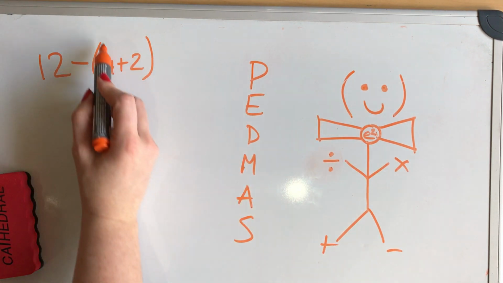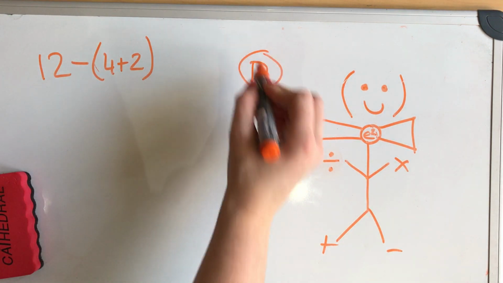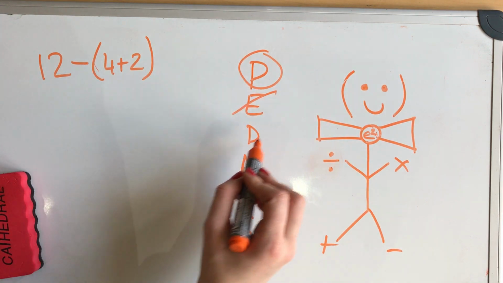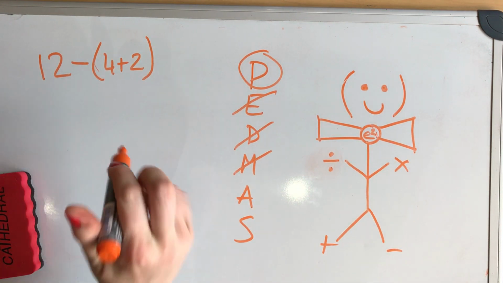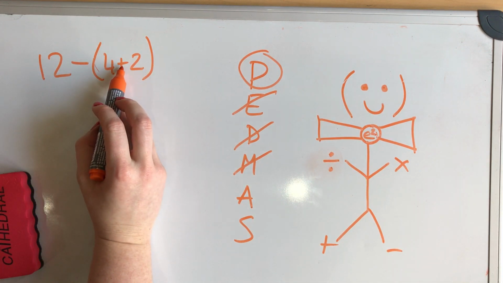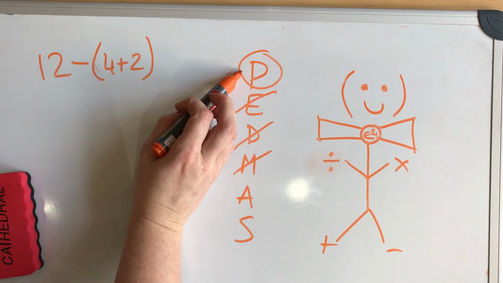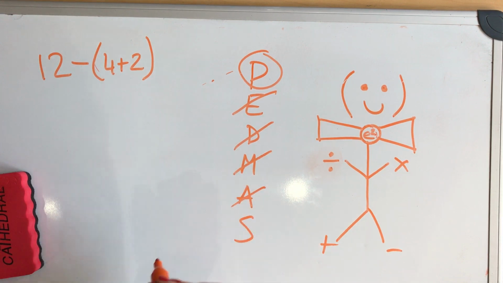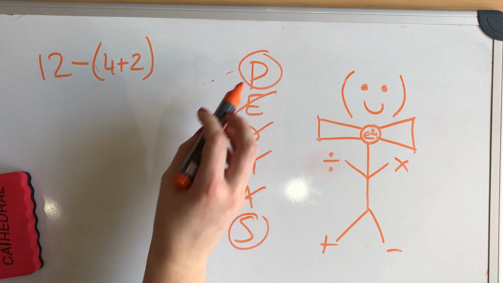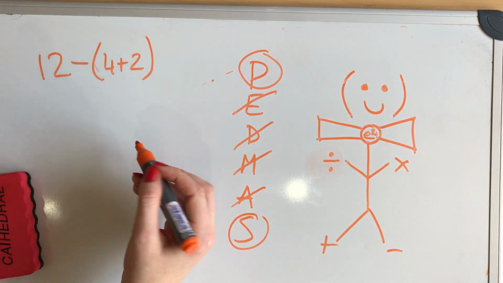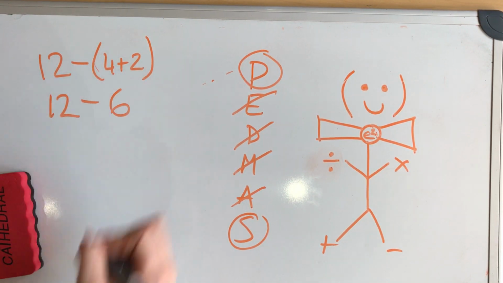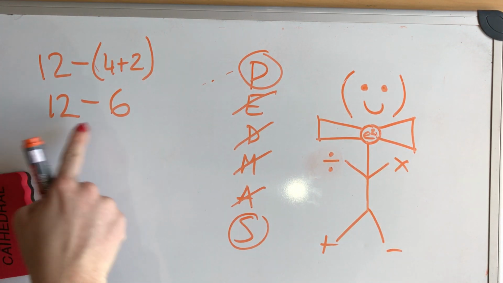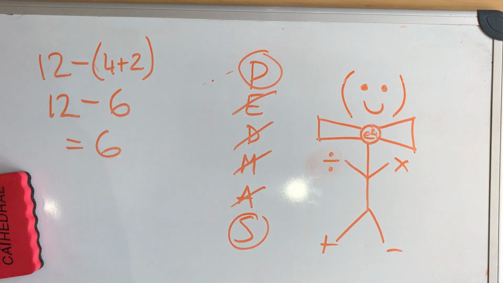Do I have any parentheses? Yes, I do. Exponents? No. Division? No. Multiplication? No. Now addition, yes, I do have addition, but I've already included that in my parenthesis, so I'm not going to have that one. And then I've got subtraction. So first things first, I need to do whatever is inside my brackets. So 4 plus 2 is 6. And then I do my subtraction. 12 take away 6 equals 6.